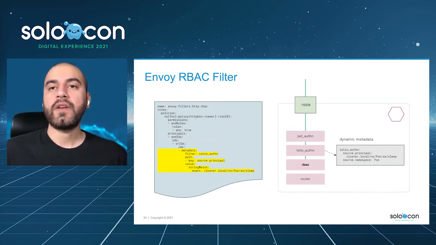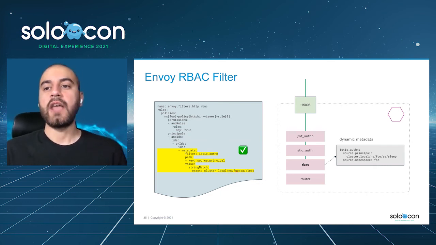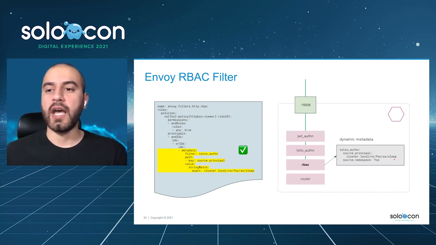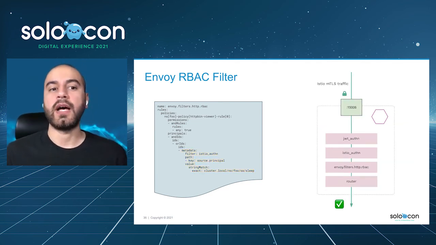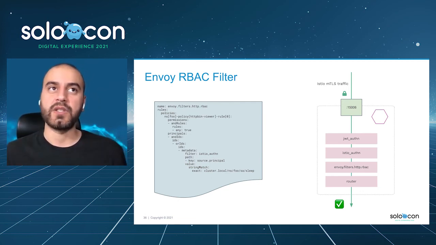And so the RBAC filter is then going to check that in the Istio authentication metadata, the source.principal is an exact match with that sleep workload, right? So the trust domain is cluster.local, the namespace is foo, and the service account is sleep. Since that is what's present in the dynamic metadata of the Istio authentication filter, the RBAC filter is just checking that. In this case, it's checking that it's an exact match, and it is. So now the request is allowed. And that's how the enforcement of the authorization policies actually takes place, by this Envoy RBAC filter.